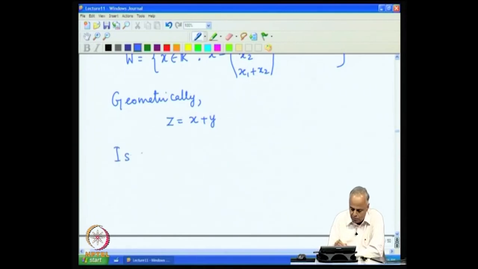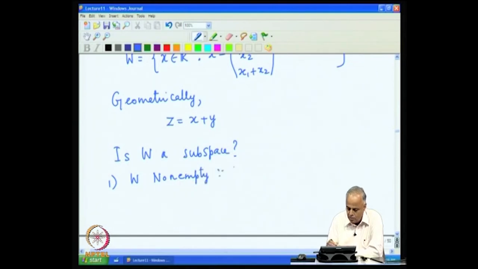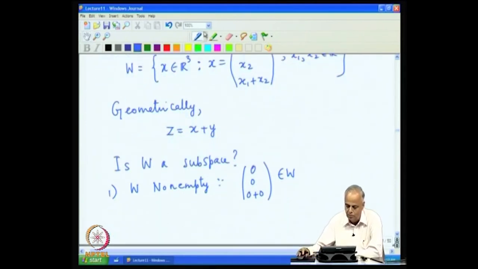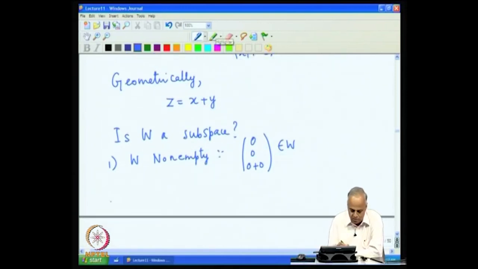Is W a subspace? For this we have to verify three things. One, is it non-empty? W is non-empty because (0, 0, 0+0) belongs to W, because this is of this form: x1 is 0, x2 is 0, and x1 plus x2 is again 0. So, therefore, W is non-empty, the 0 vector belongs there.